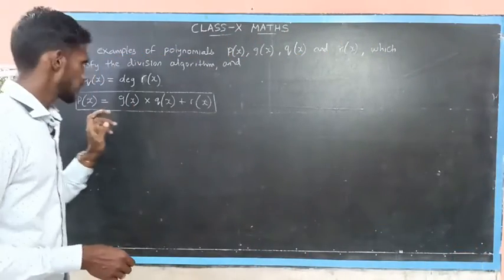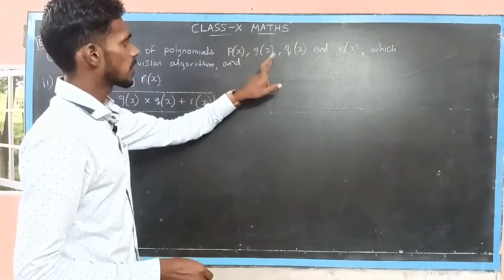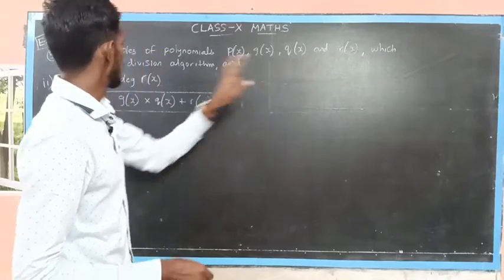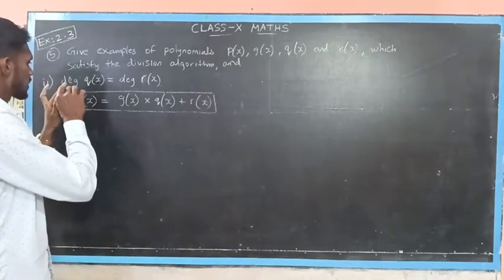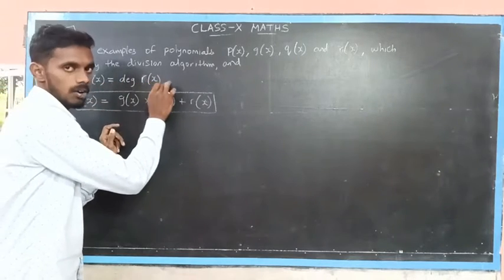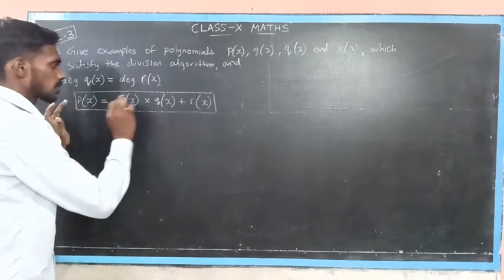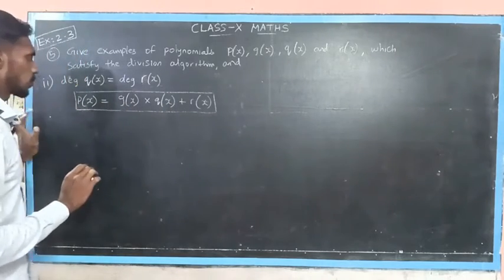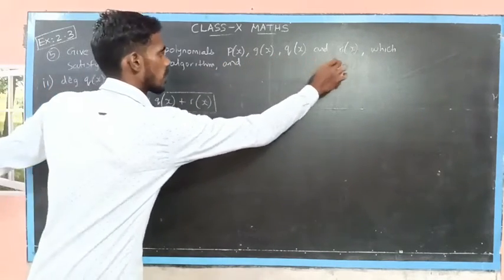Next, the second subdivision: we have to find examples of p of x, g of x, q of x and r of x. They should satisfy the division algorithm and also the condition degree of q of x is equal to degree of r of x. Okay, so this is the division algorithm for polynomials. So, we have to take the examples p of x, g of x, q of x and r of x.